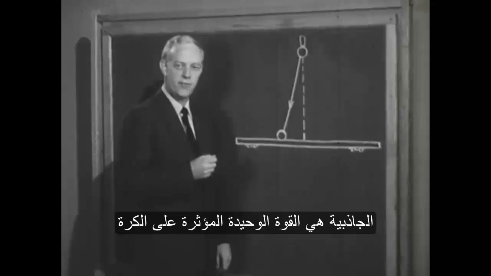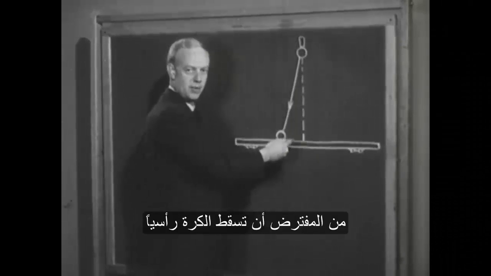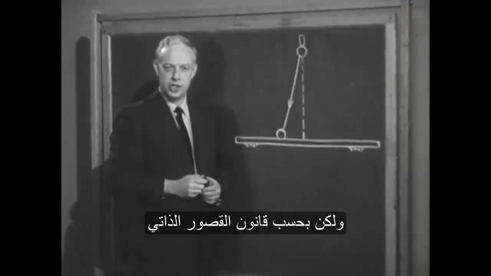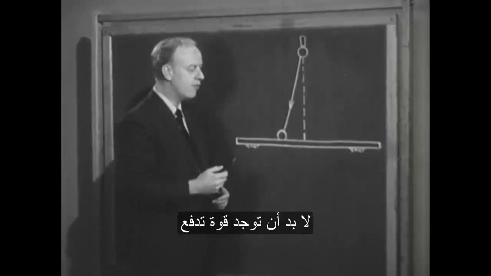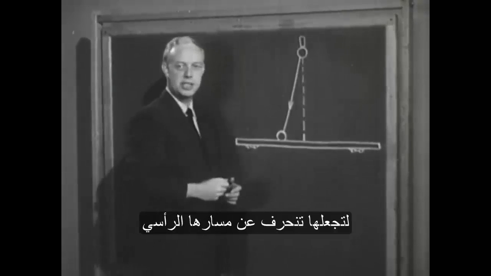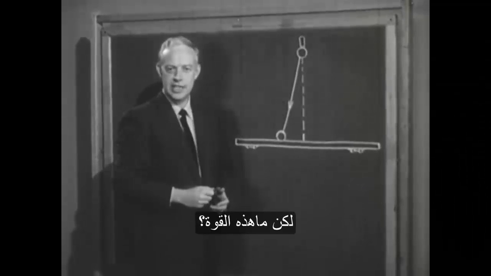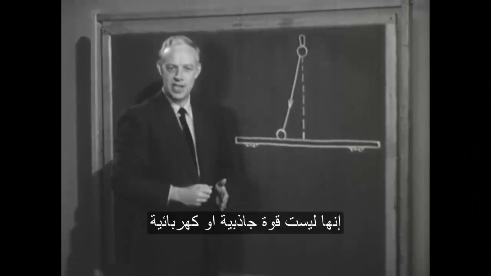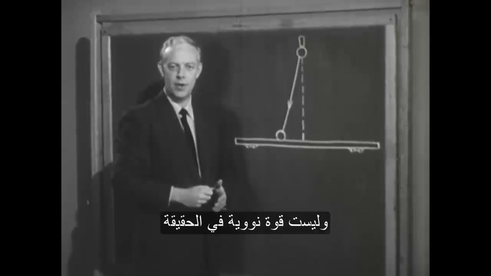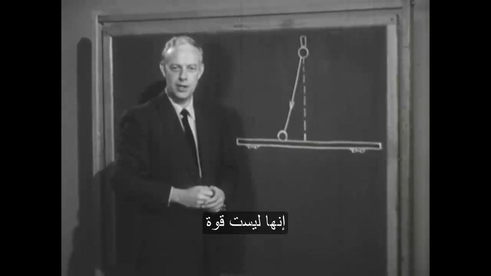Gravity is the only force acting on this ball, so it should fall straight down. But if the law of inertia is to hold, there must be a force pushing sideways on the ball in this direction to cause it to deviate from the vertical path. But what kind of a force is it? It isn't a gravitational or an electric or a nuclear force. In fact, it isn't a force at all as we know one.